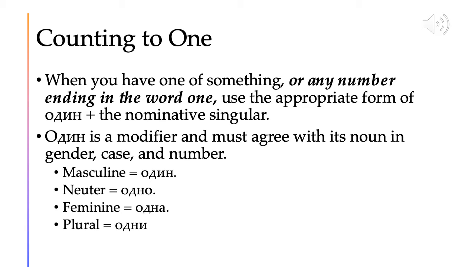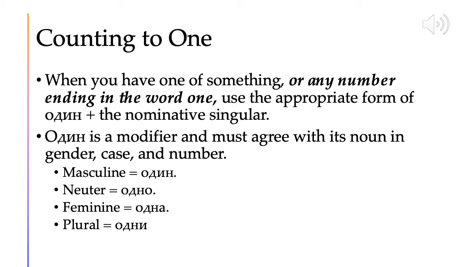Let's start with counting to 1, and plot twist, when we count to 1, or any number ending in the word 1, we do not use the genitive, we use the nominative singular. If you say the word 1, you must then follow it with a noun in the nominative singular, unless there's some reason to put it in another case, but we're not going to worry about that now. So if it's the subject or the predicate, we have the appropriate form of 1 and then the nominative singular, not just for 1, but for 21, 31, 41, 51, and so on and so forth.